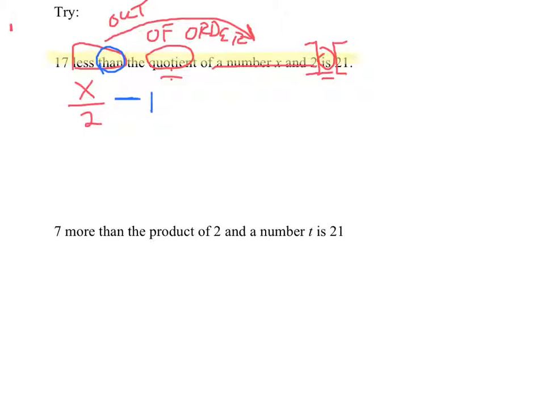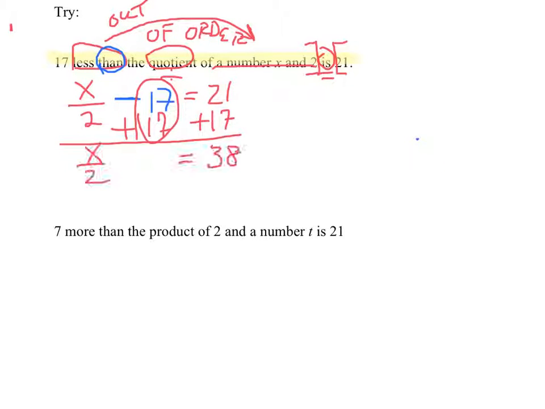And here is where we subtract 17, not in front of the x divided by 2. It all equals 21, and now we solve. We add 17 to both sides to make a 0. X divided by 2 equals 38, so we will multiply by 2 on both sides to make a 1, and x equals 76.